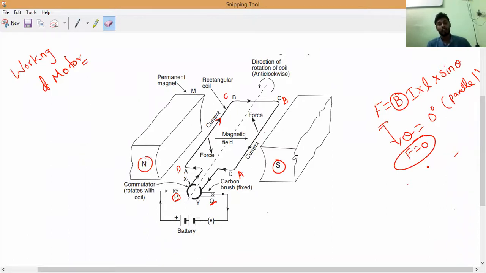The magnetic field is always fixed because it's a permanent magnet, so it is acting from north pole to south pole. Now the current is moving upwards, so the force is acting downwards. Now the current is moving downwards, so the force is acting upwards. So they are always perpendicular to each other. That is what we call the working of an electric motor.